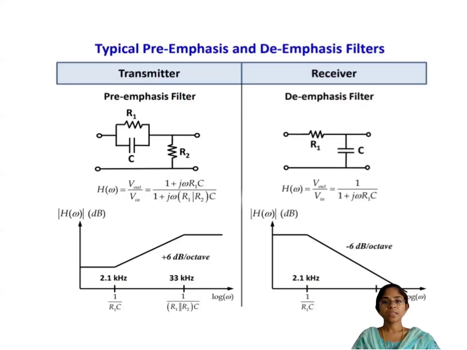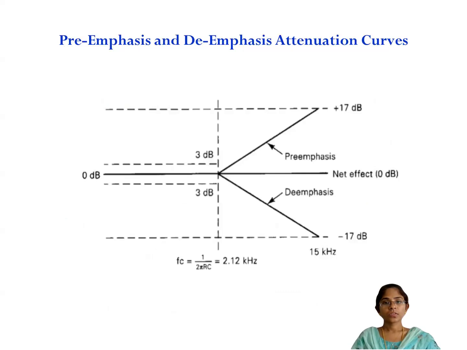So these are the pre-emphasis and de-emphasis filters. The pre-emphasis filter is also known as a high pass filter, and the de-emphasis filter is also known as a low pass filter. This is the transfer function of the high pass filter, and this is the transfer function of the low pass filter, and this is the representation with respect to frequency. These are the attenuation curves of pre-emphasis and de-emphasis. Here, this vertical dotted line is the frequency where pre-emphasis and de-emphasis will start.